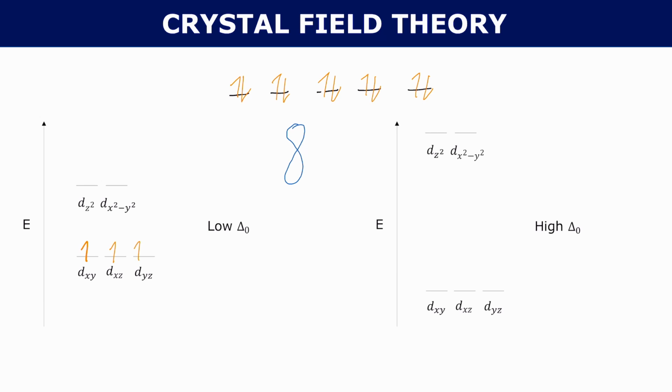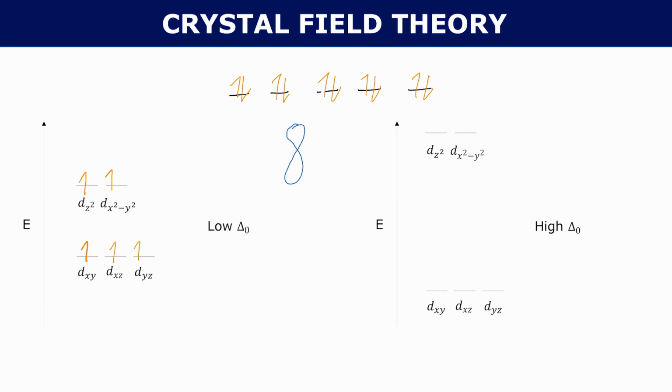And then you have to decide, is the next electron going to go to the higher energy level, or is it going to start doubling up? In the case for low delta naught values, they're going to go to the higher energy level. The reason for this is that there's more energy involved in the electrons doubling up than in the electrons getting promoted to the higher energy orbitals. So for low delta naught values, the electrons go up to the higher energy d orbitals.